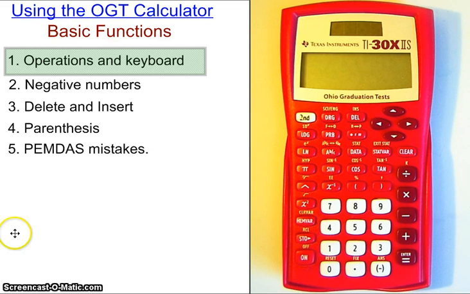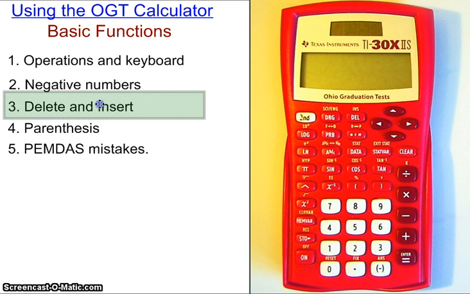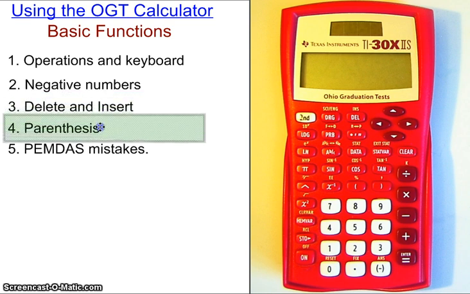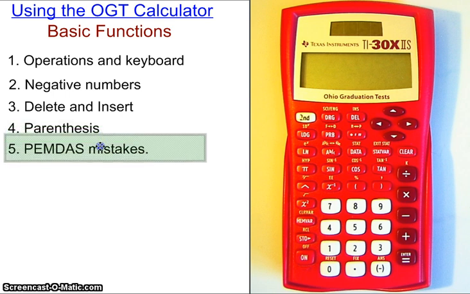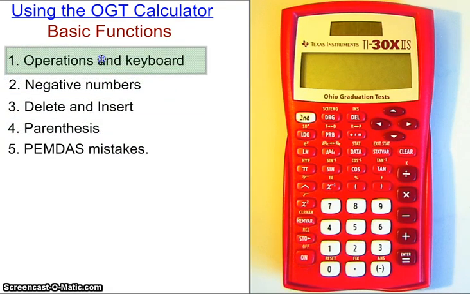The first one is operations in the keyboard. Second, negative numbers. Third, deleting and inserting. Fourth, parentheses. And fifth, PEMDAS. So please excuse my dear Aunt Sally, mistakes made with this calculator. So we're going to start with operations and the keyboard.